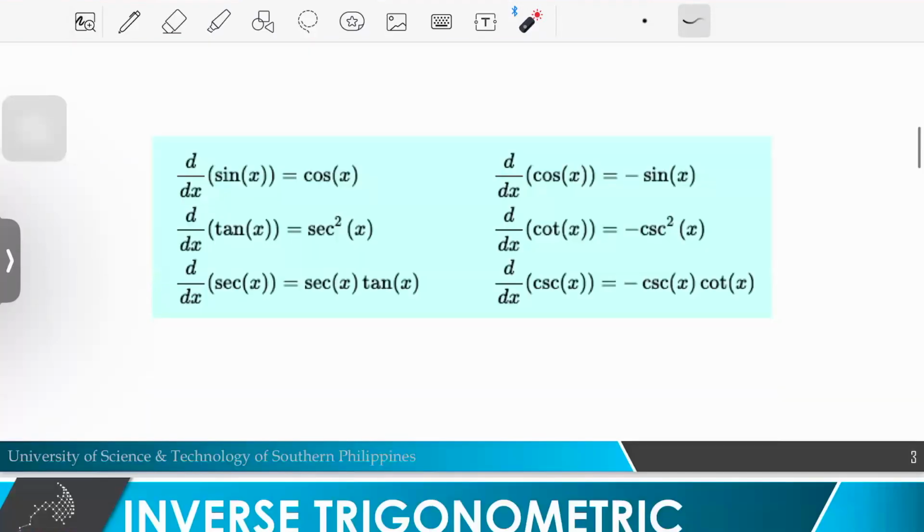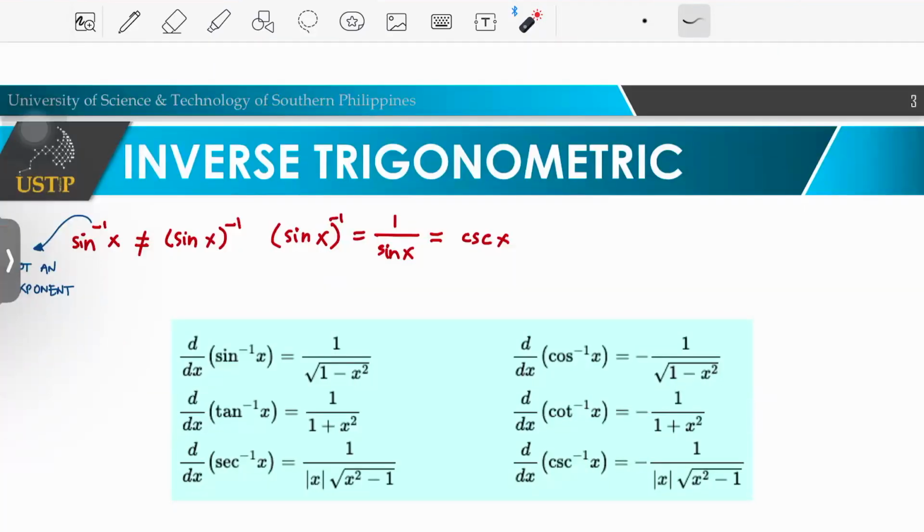And then for inverse trigonometric, this is a bit tricky. When you say arc sine, or inverse sine of x, we do not refer to the exponent -1. This is not the exponent. So inverse sine x is not equal to sine x raised to the -1, because sine x raised to the -1 is 1 over sine, and 1 over sine is cosecant x.